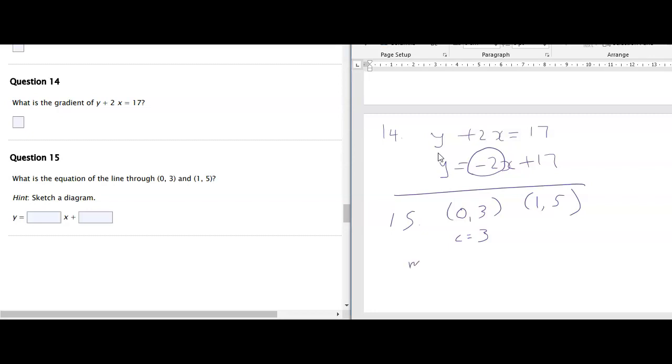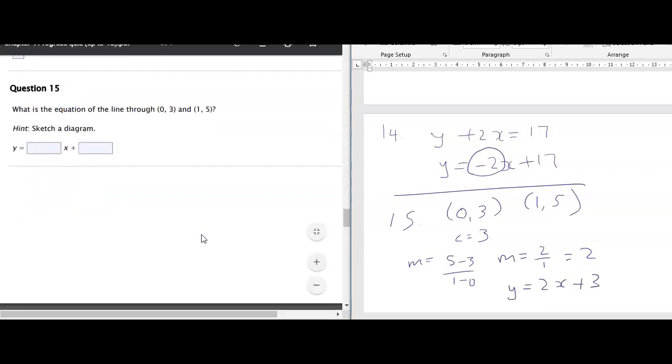Now we're going to do the gradient. It's just the difference in your y values over the difference in your x values. So 5 minus 3 over 1 minus 0. 5 minus 3 is 2, 1 minus 0 is 1. So your gradient is 2. So in your equation, we've got y equals 2x plus 3, which is quite nice.